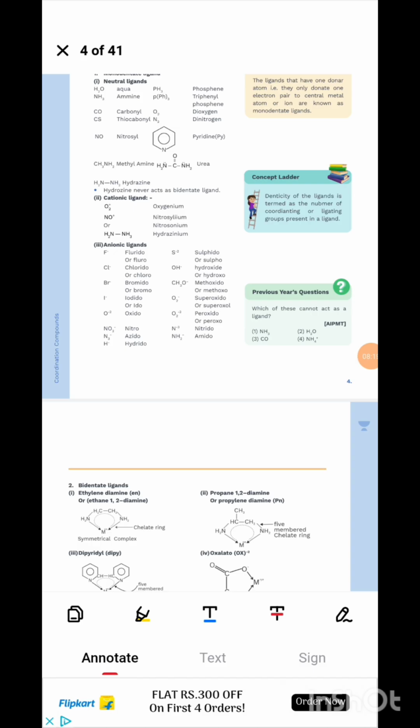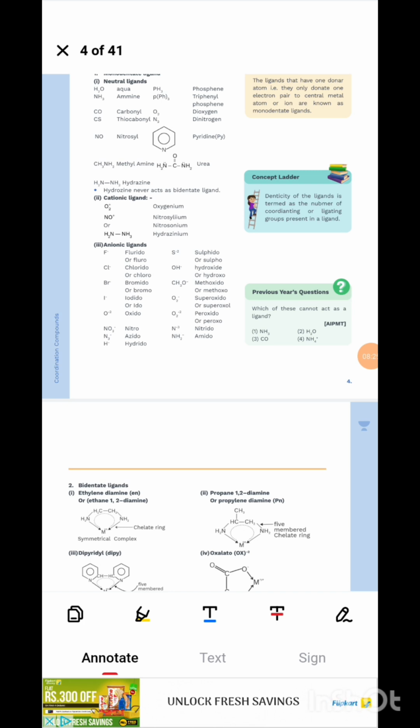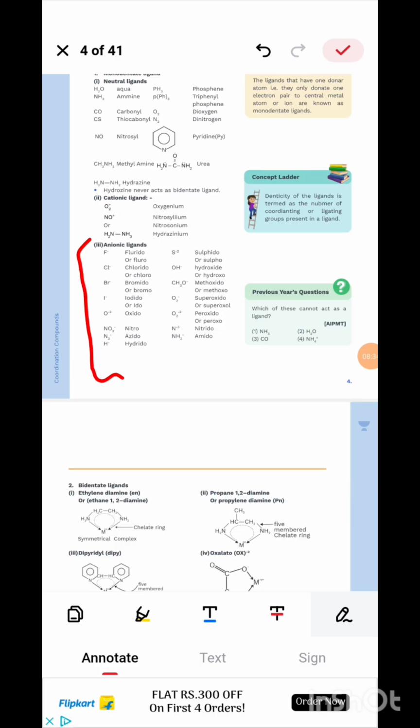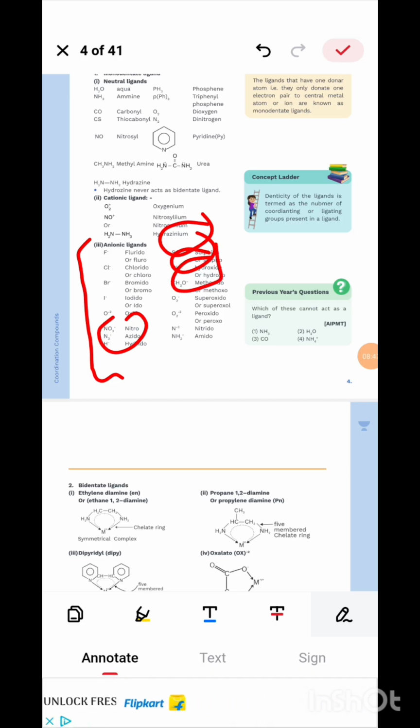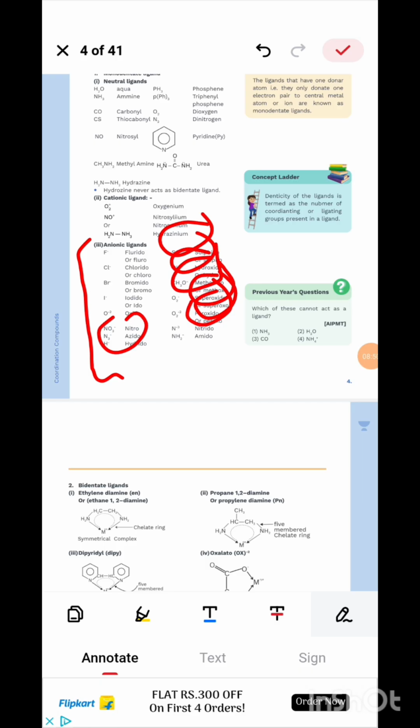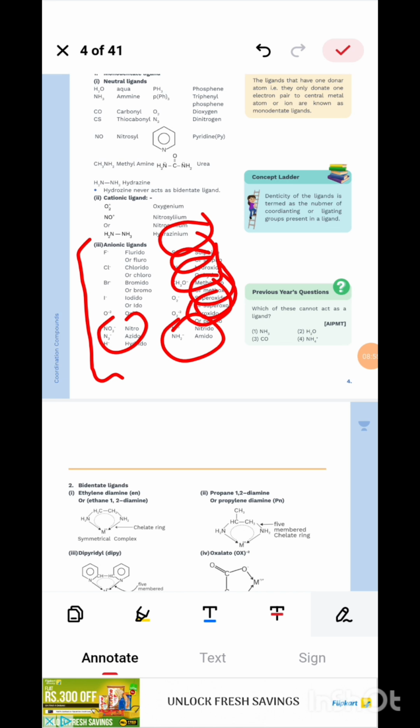If a cationic charge is present on the ligand, it is known as a cationic ligand, and monodentate ones include NO+ and NH2NH3+. For the anionic ligands, there are fluoro, chloro, bromo, iodo, oxido, nitro, azido N3, hydrido, sulfido, hydroxo, methoxo, superoxo, peroxo, nitrido N3-, and amido NH2-. So you should know about the monodentate ligands: some are neutral, some cationic, and some anionic.